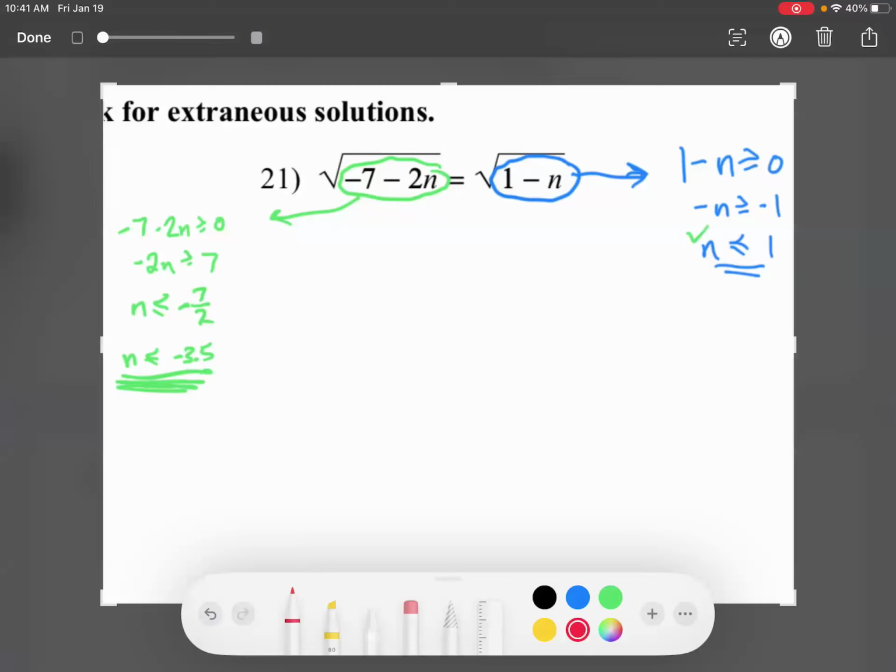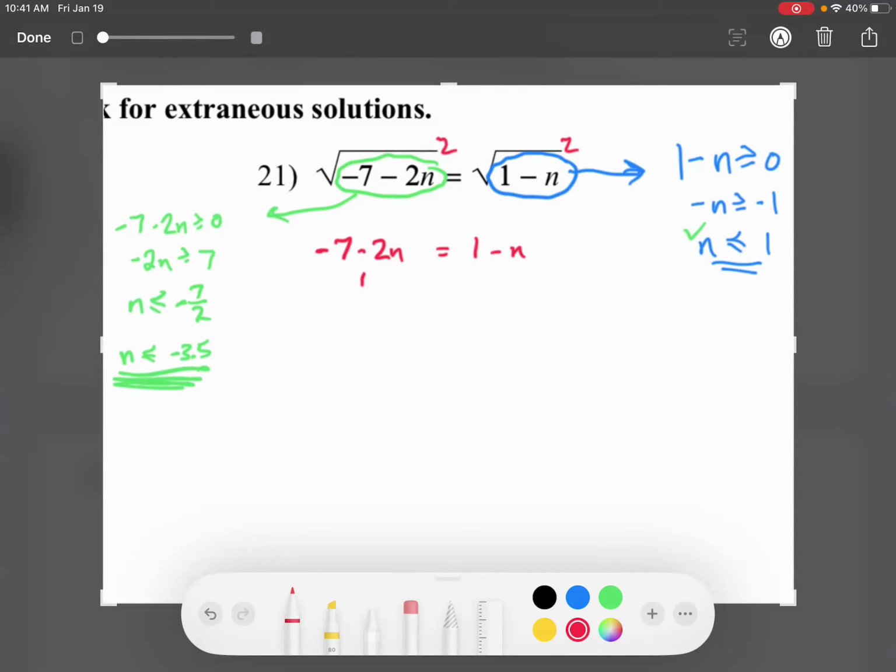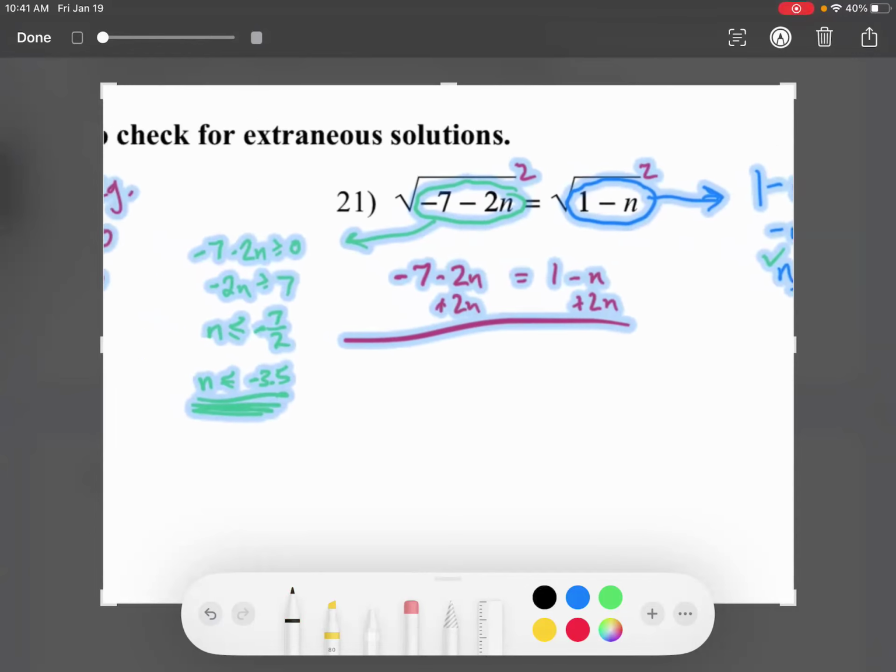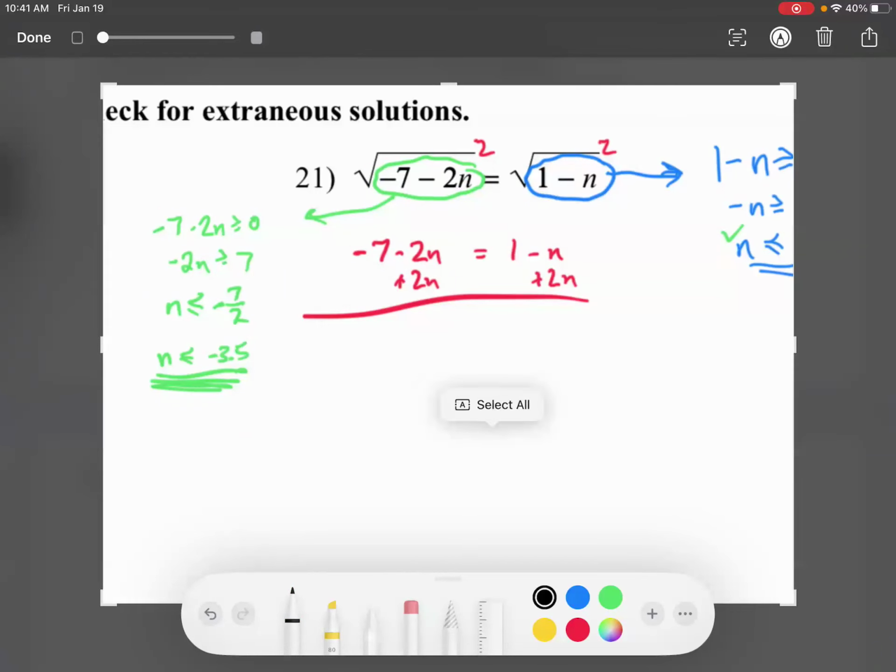All right, now we're ready to do some solving. Square both sides. Cool things happen. You end up with that. Now we need to get all our n's to one side. So I would add 2n because I like my variables to be positive. I would also subtract 1, get rid of that, get rid of that. I would get n is equal to -1 minus 1 is -8. Okay, so is -8 less than -3.5? It is, and it's less than 1.